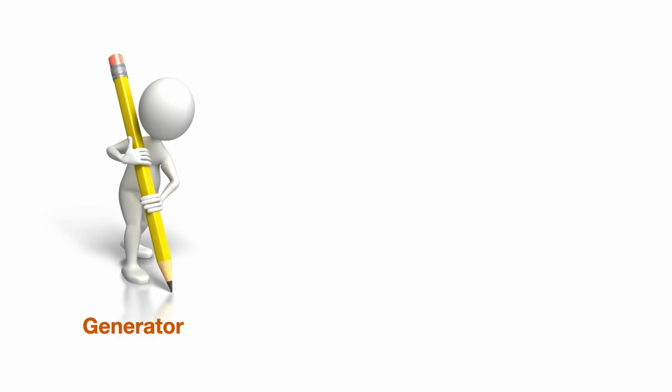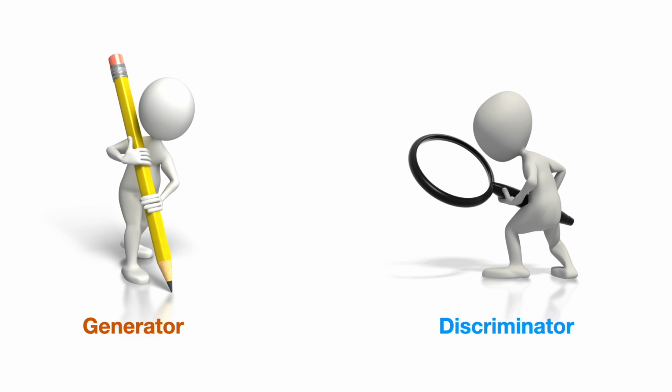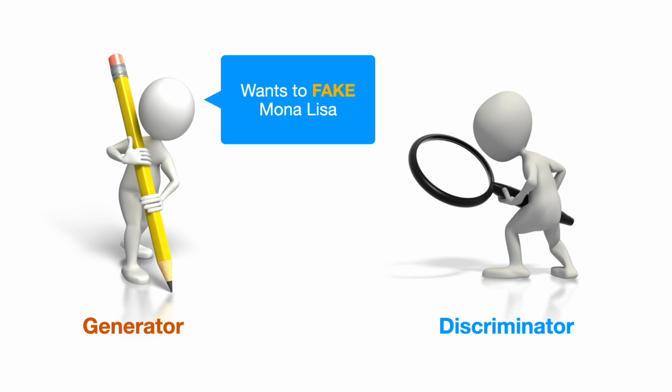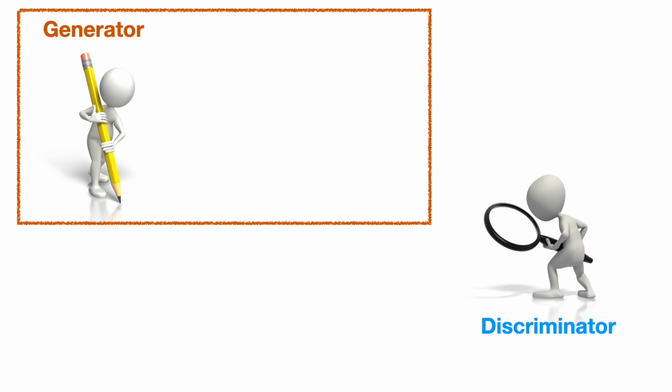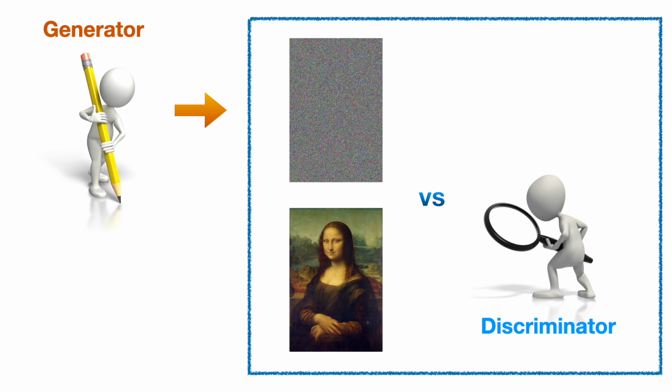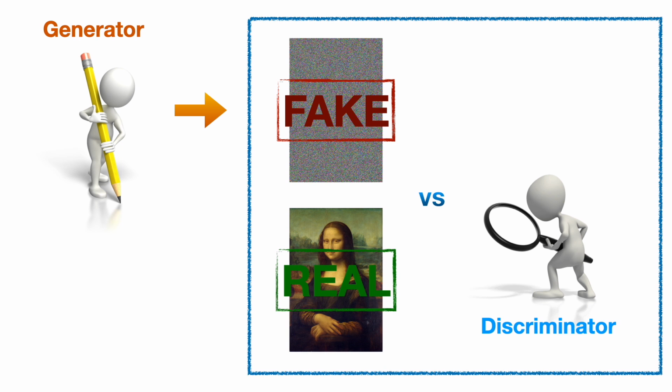In the GAN network, we have the generator and the discriminator, but they have different interests. You can think of the generator as a counterfeiter who wants to fake famous paintings like the Mona Lisa, while the discriminator acts as a forgery expert who distinguishes between real and fake paintings. At the very beginning, the generator can only come out with random pixels. As you can see, it's easy for the discriminator to look over these two and distinguish them.